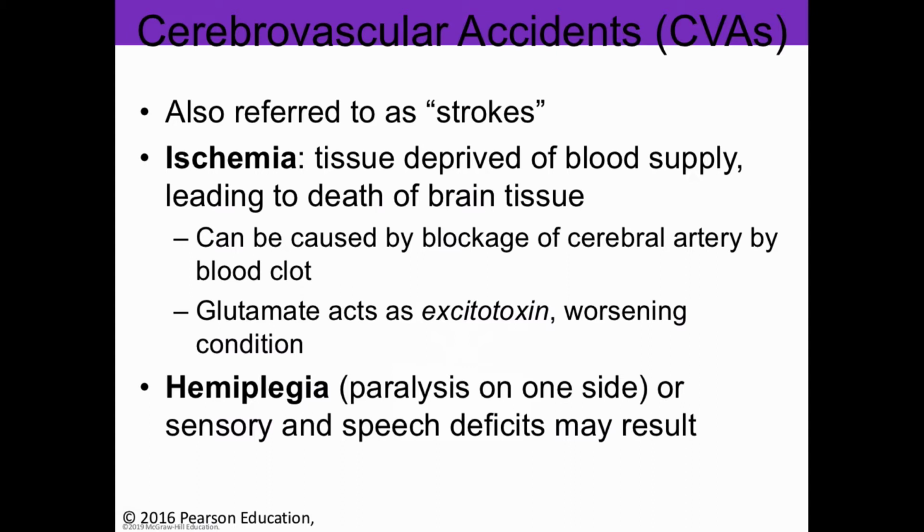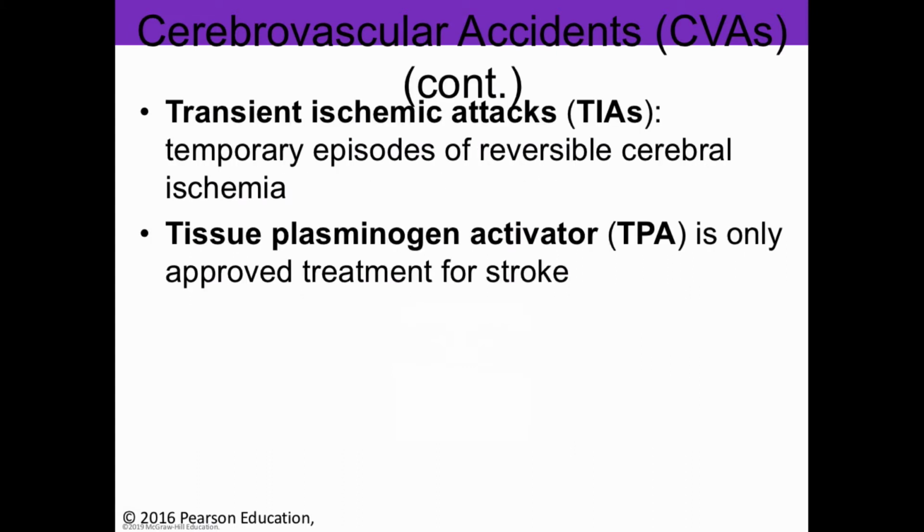Many survivors of cerebrovascular accidents experience hemiplegia, which is paralysis on one side of the body. Along with it, it may not just be a major or massive stroke. It could have been a transient ischemic attack, known as a TIA, or TIAs, transient ischemic attacks. These are temporary episodes of reversible cerebral ischemia, and I say temporary because they can last anywhere from 5 to 50 minutes.